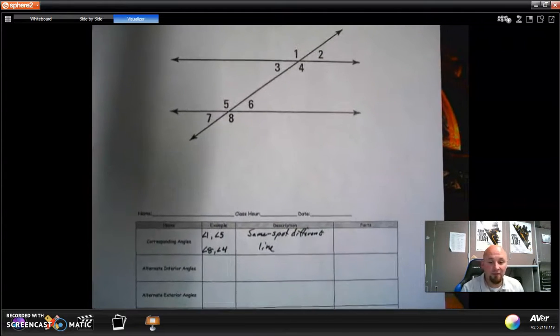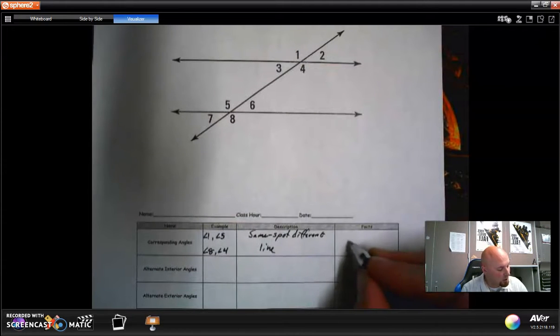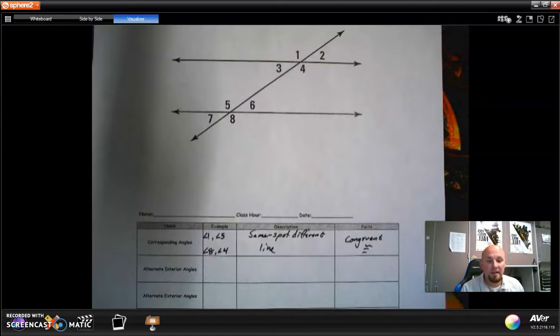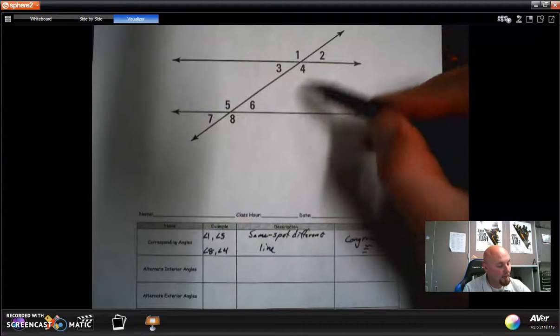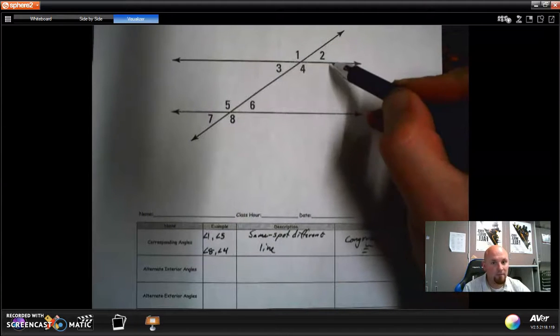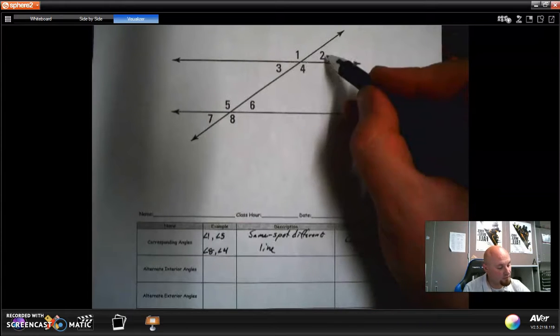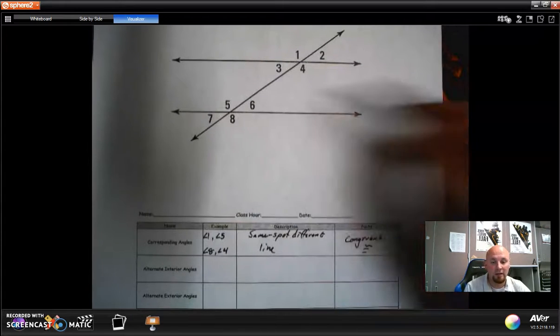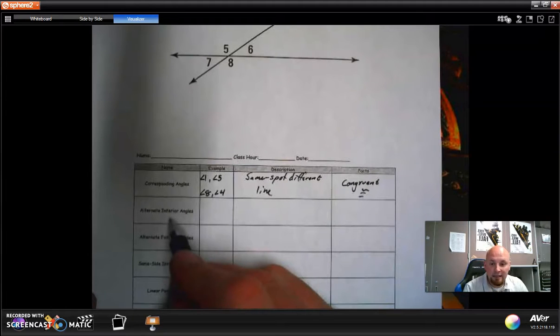Now here's some fun facts about corresponding angles. Corresponding angles are congruent, meaning they equal one another. They're the same size, which makes sense. If you notice, angle 6 is a small angle, and angle 2 is a small angle. These lines are parallel, so they make the same angle. So angle 2 and angle 6 equal one another.